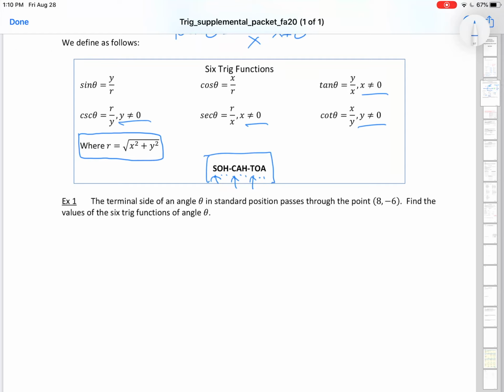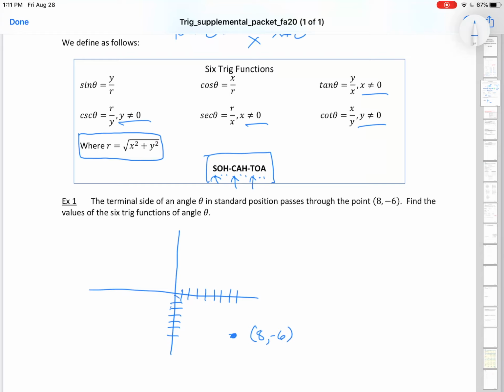So let's see what we have here. The terminal side of an angle theta in standard position passes through the point (8, -6). Find the values of the 6 trigonometric functions. Okay, we can do that. So let me draw a large set of coordinate axes right there. And we go 8, 6. Let me go 1, 2, 3, 4, 5, 6, 7, 8. So we're 8 out and we're 6 down. And at the intersection of those is the point (8, -6). So notice it's in the fourth quadrant.